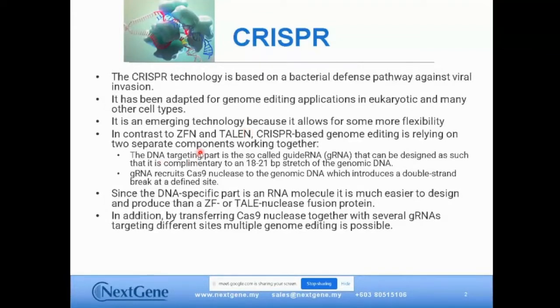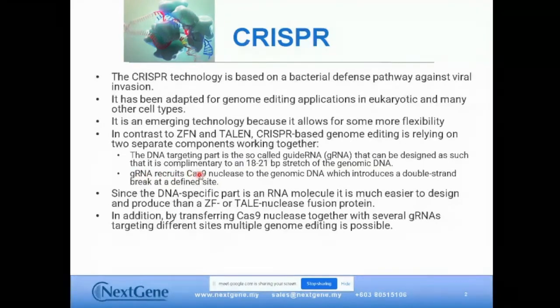The first part required is the DNA targeting part, and it's the part that we need to modify if we have a new target. We call this part a guide RNA, or gRNA in short form. It can be designed to be complementary to an 18 to 21 base pair stretch of the targeted part of the genomic DNA. Then the gRNA recruits a protein called Cas9.